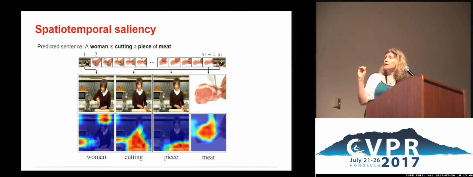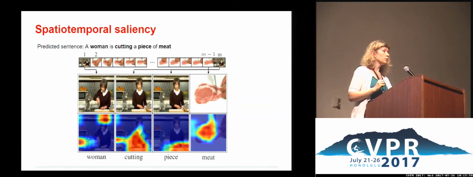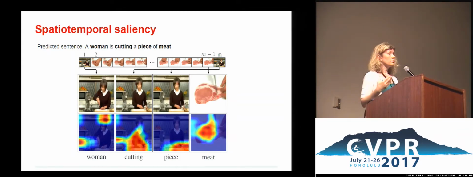And here we actually see, for example, which of the visual features led to the word cutting and the word piece and the word meat. And also for the woman, we see that it's not a very consistent attention map, which correlates with what I said earlier: the model may just know that if it sees a cooking scene, a likely way to start the sentence is to say a woman is cooking.